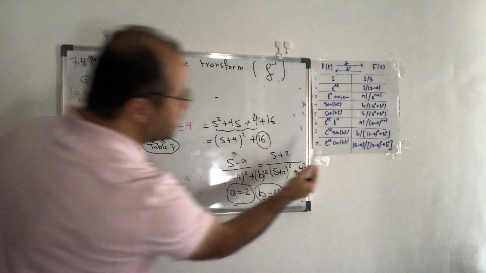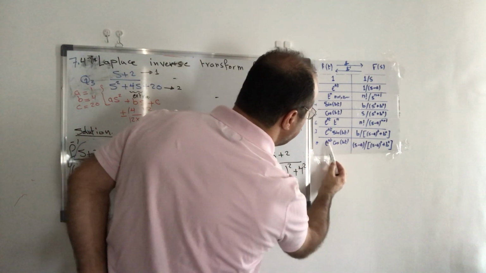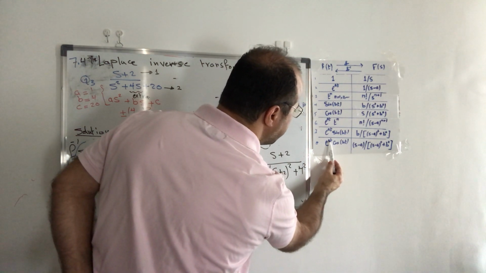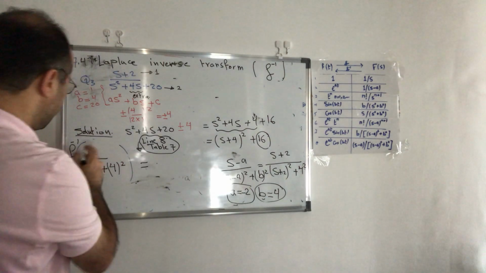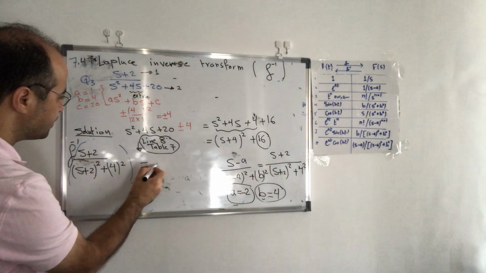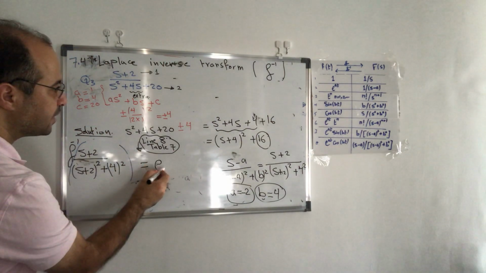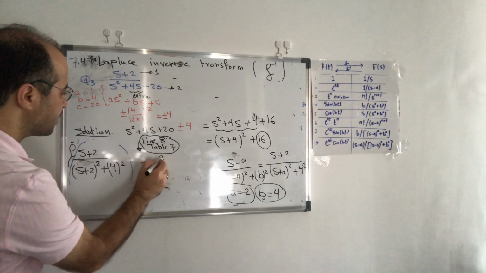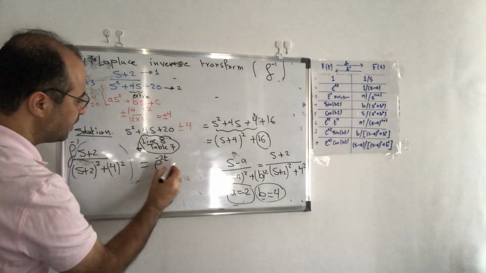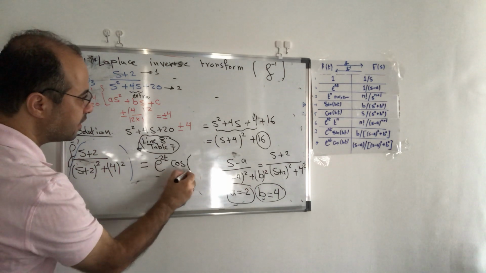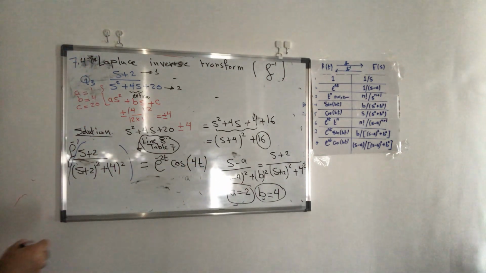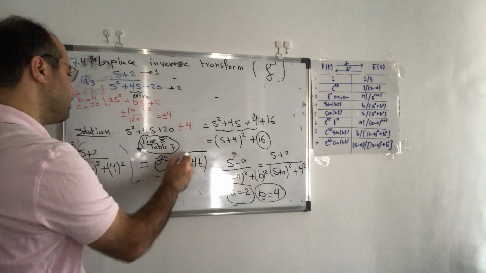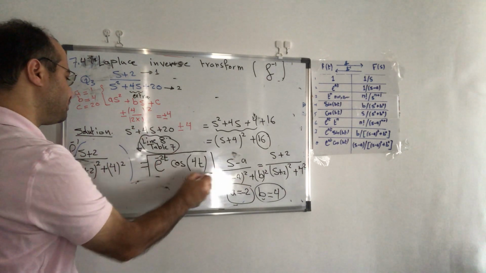Hopefully this is clear. Then it says if you know a and b, then you are done, because you replace a with that a and you replace b with that b. Then the Laplace inverse of this is just e to the minus 2t, and then cosine 4t. So you replace a and b and you are done. So here is your answer.